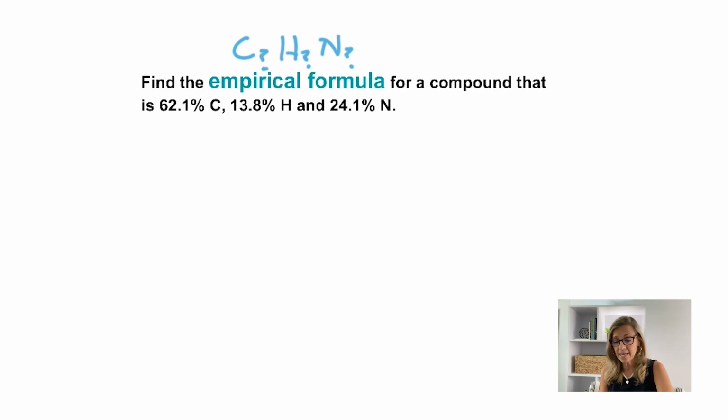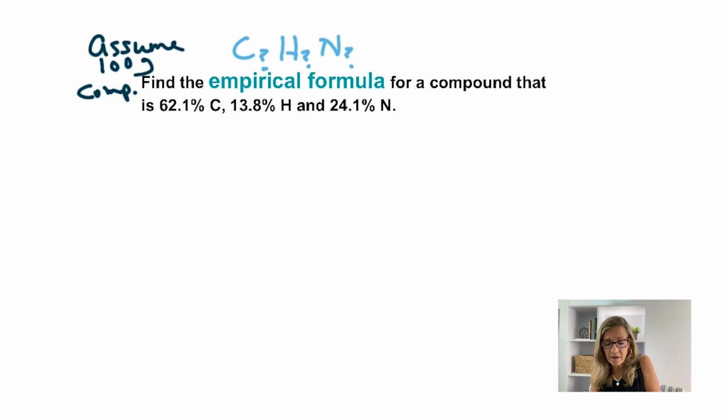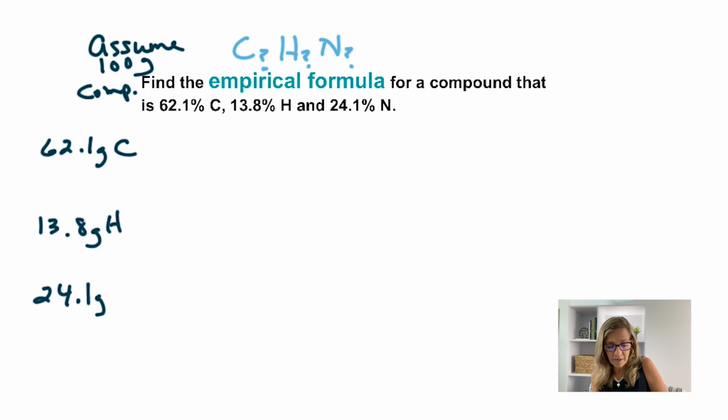Now, let's take these numbers. Let's first assume that we have 100 grams of compound. Okay, so I've got 100 grams of my compound. And I did that 100 grams just to make the math easy. So what's 62% of 100? Well, let's just use our percentages as grams. And then 24 grams of nitrogen. Okay, so the first step is just get your masses.